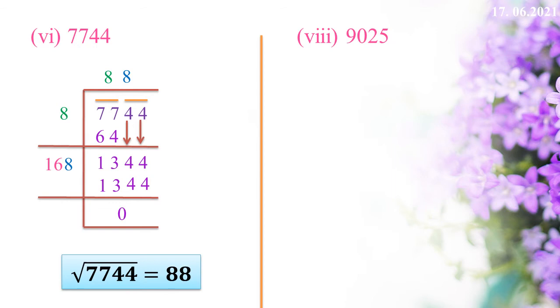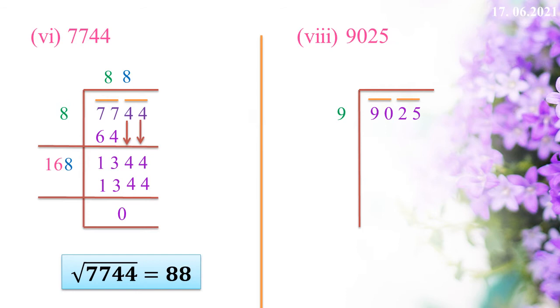9025. Now we are going to find the square root of 9025 using long division method. Here 9025 is the dividend. First, we should mark off the digits in pairs starting from the units digit. Next, we should find the largest number whose square is equal to or just less than the first period 90.